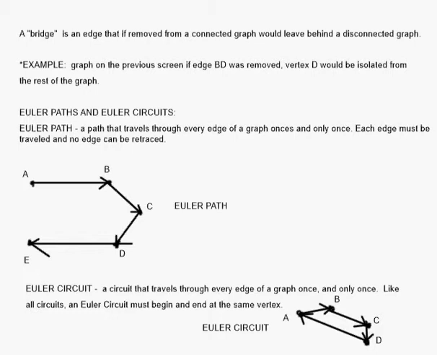Euler path is an example here. And a Euler circuit is a circuit that travels through every edge of a graph once and only once. Like all circuits, an Euler circuit must begin and end at the same vertex, as it does in the drawing below.